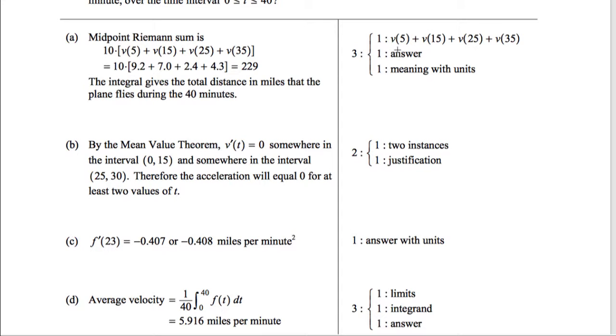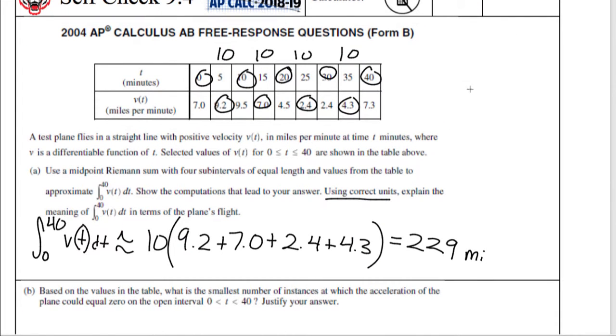If you just used those values, 9.2, 7.0, 2.4, 4.3, you get a point just by using those. You get 1 point if you say 229, and it also asks for meaning, which I have yet to do. So explain the meaning of this, and that is the total distance in miles between 0 and 40 minutes. I can write that out if you want, but again, it's the total distance traveled in miles between 0 and 40 minutes. You get 1 point for the explanation.